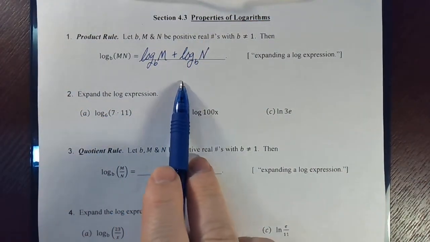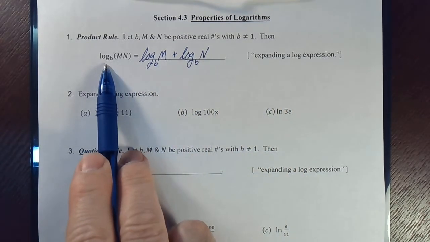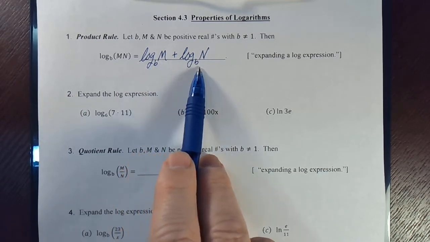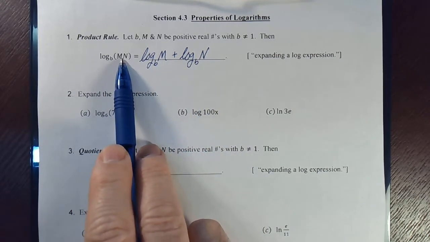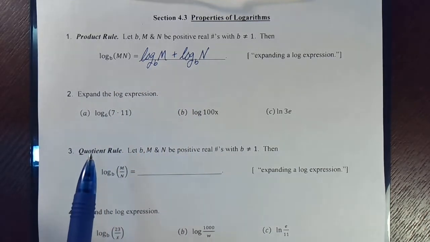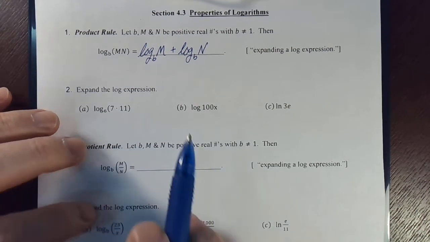It works every time, and this is called expanding the log expression. Notice we started with one log, and then we've expanded it into two slightly more simple logs. We don't have to do the multiplication of m times n anymore. So product rule, you need to memorize that. Let's just do a couple simple examples to show how it works.